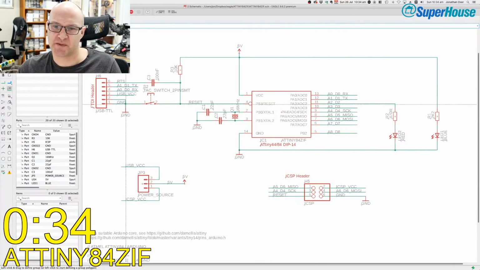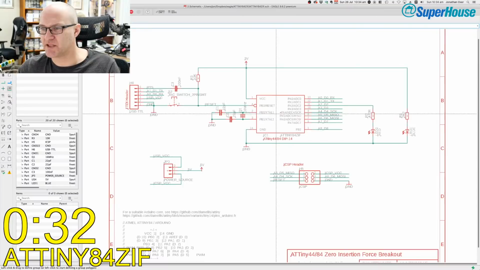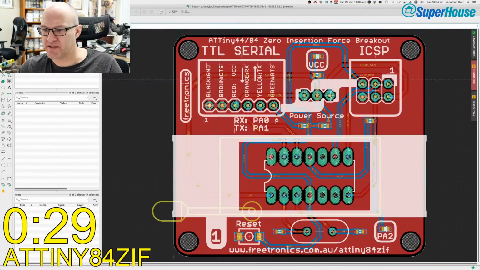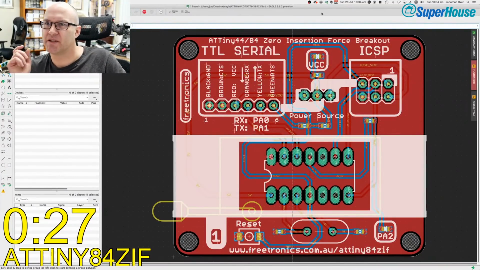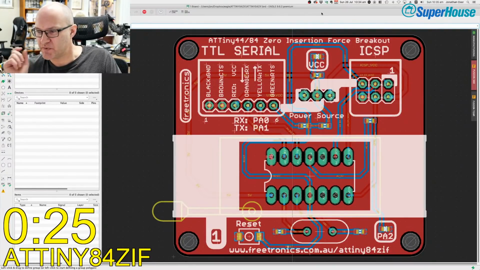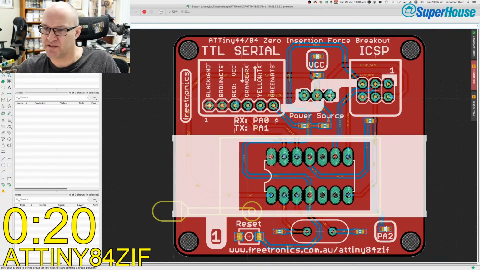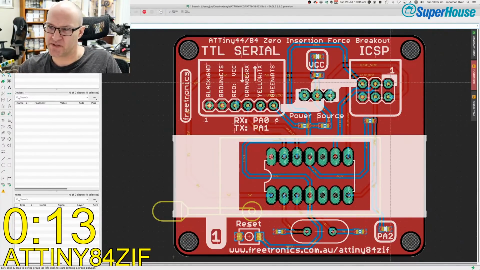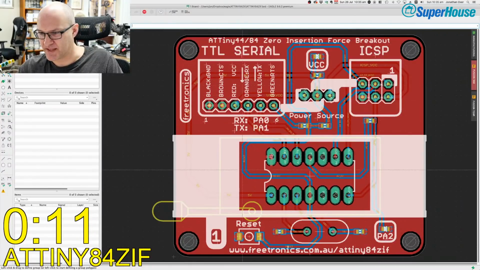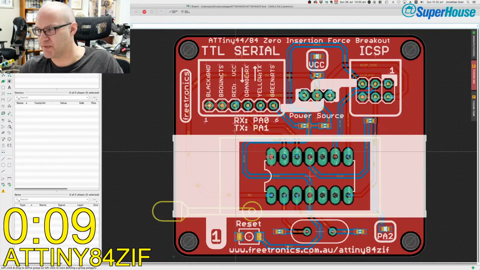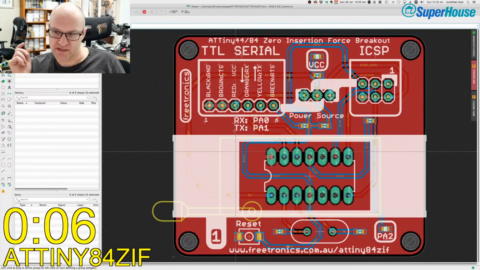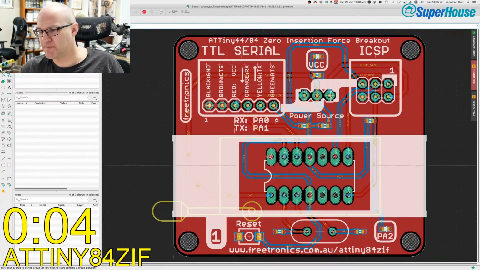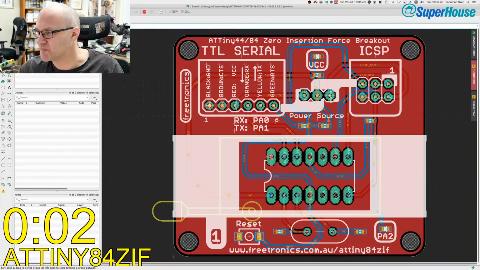It's got an ICSP header that allows you to plug in a regular programmer, and using the Arduino IDE you can then program your chips before they go into an actual project. And it's got the header on here for a USB to serial interface as well, so you can talk to the serial port on it if you want to, or you can just flash it through the ICSP header. And the zero insertion force socket means that you can just flick the lever up, take the chip out, and then put it into your project. This particular one is just for the DIP format chips.